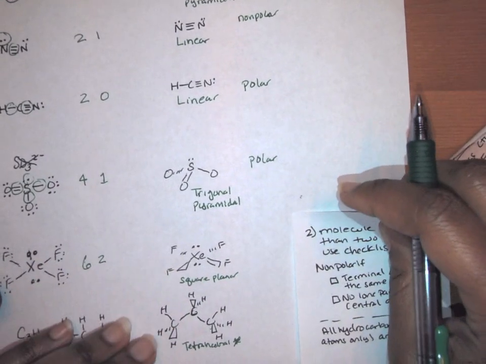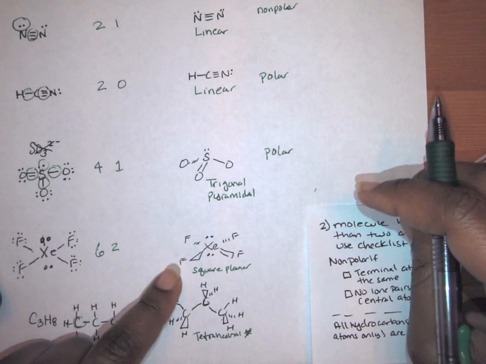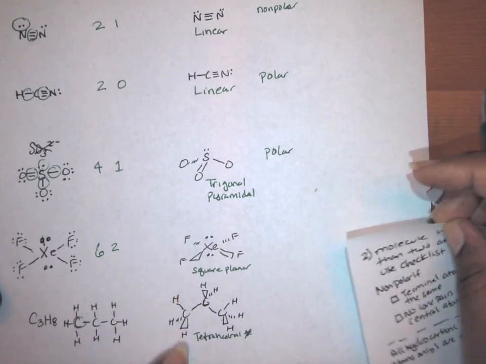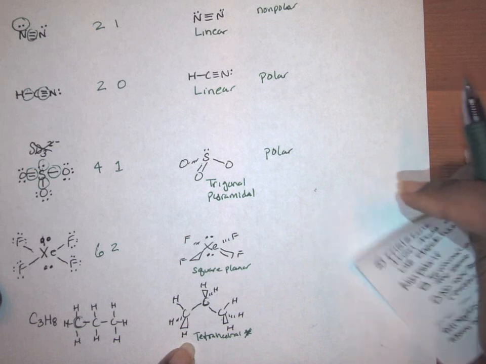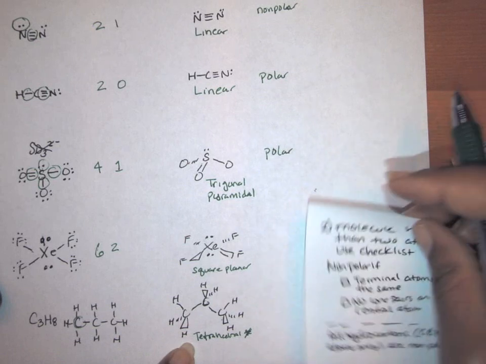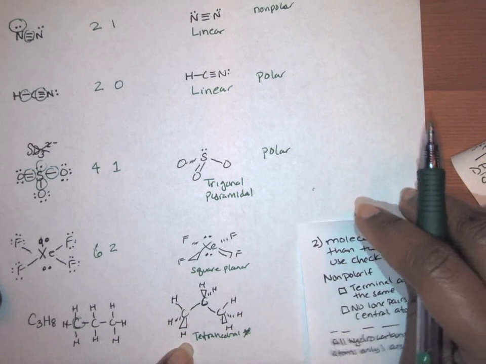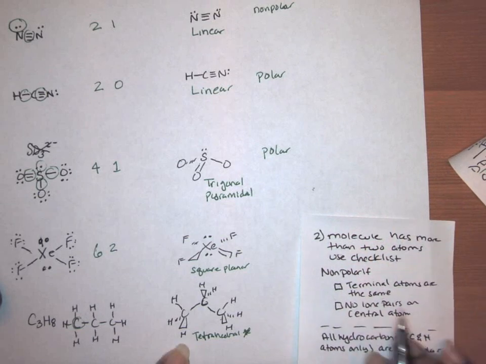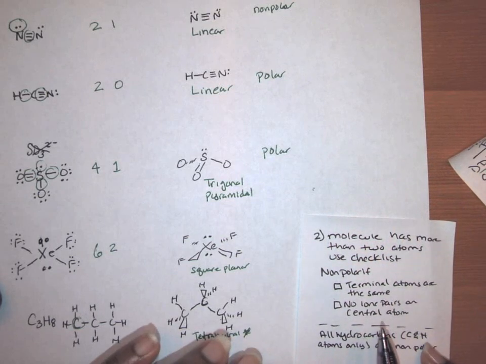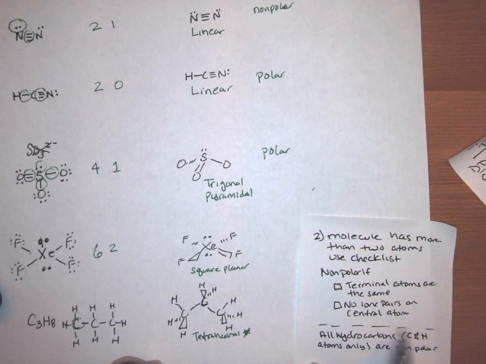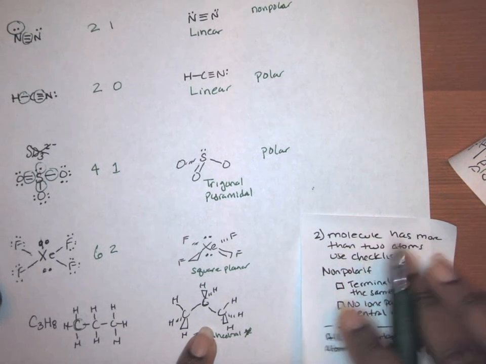All right, so here are the last two examples. I'm going to skip XeF4 and go to this one, and then I'll come back to XeF4. So in this case, we have more than two atoms, so we're going to use the checklist. But this is an example where we'd use the bottom part of the checklist, where it says all hydrocarbons, carbon and hydrogen atoms only, are nonpolar.